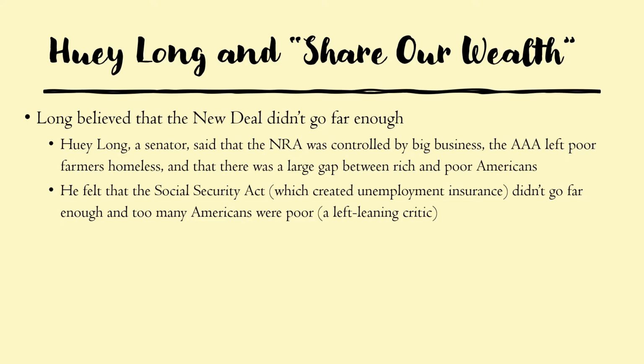and that there was too big a gap between rich and poor Americans. He also felt that the Social Security Act, which had created insurance for the unemployed, so gave them money if you were unemployed in order to help your family and feed them, he said that this didn't go far enough, and too many Americans were poor and struggling if they were unemployed. So this was a left-leaning critic, so more on the left than Roosevelt was.